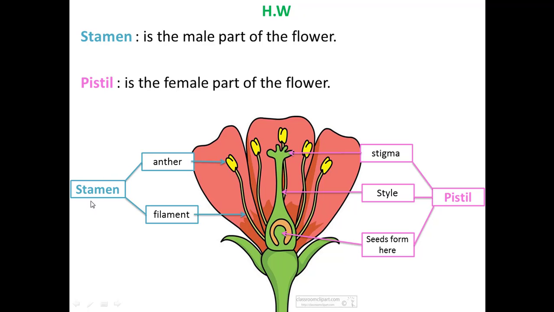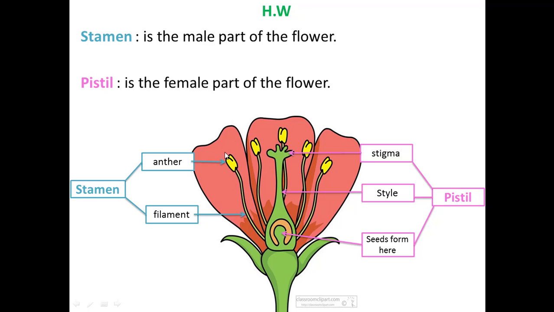And stamen contains two parts: anther and filament. How will seed form? This anther, by the wind or by sticking to an animal's body, will go to where? To stigma. After that it goes down, and unites with the ovary, with the ovule. And what happened? The seed will form at the bottom of the pistil.